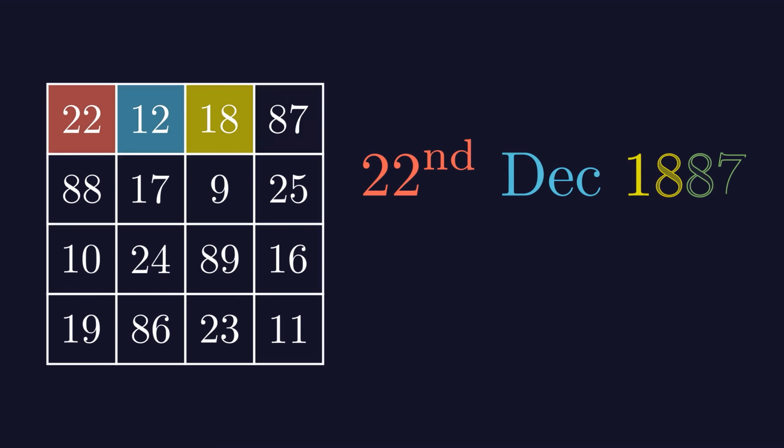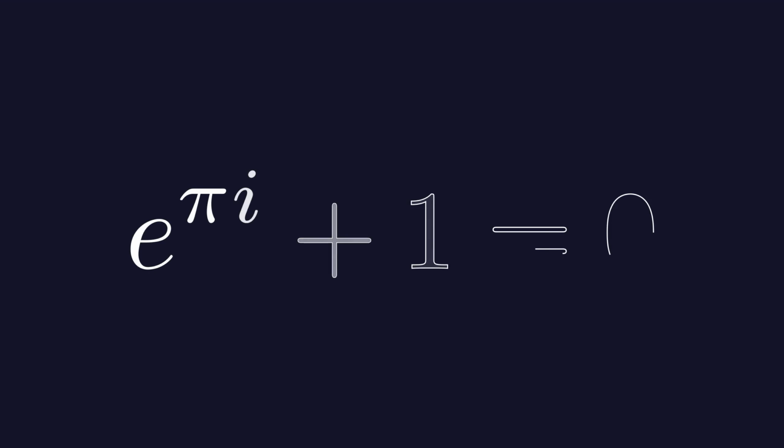Ramanujan was born 22nd December 1887. E to the power of pi times i plus 1 is exactly equal to 0.